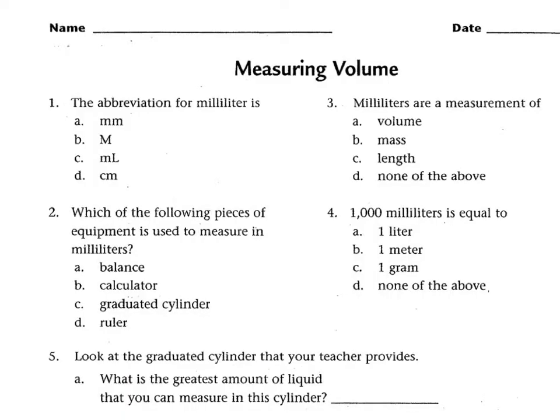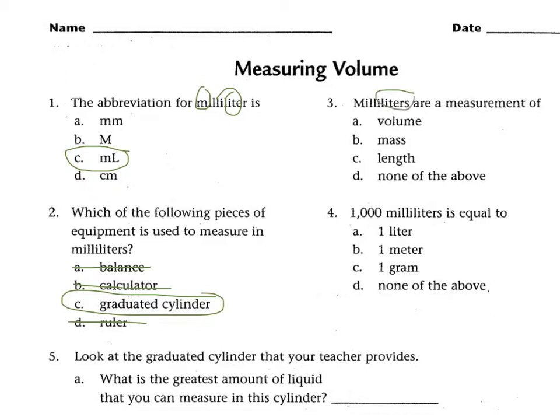Please move on to the side of your worksheet that says measuring volume. And here it's a lot of similar questions. The first one says the abbreviation for milliliters. We take the M from milli and the L from liters. We end up with C. mL is the correct answer. For 2, which of the following pieces of equipment is used to measure in milliliters? Balance measures in grams. Calculator does not measure things. Graduated cylinder is the correct answer, and we know that a ruler, of course, measures length.